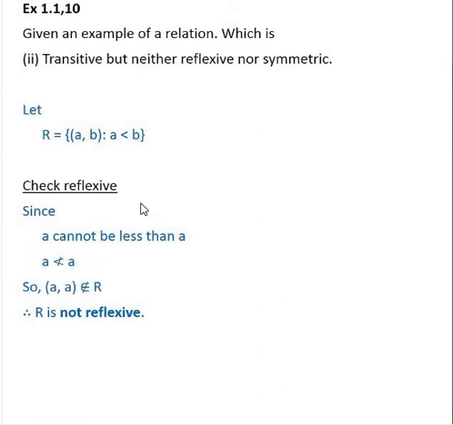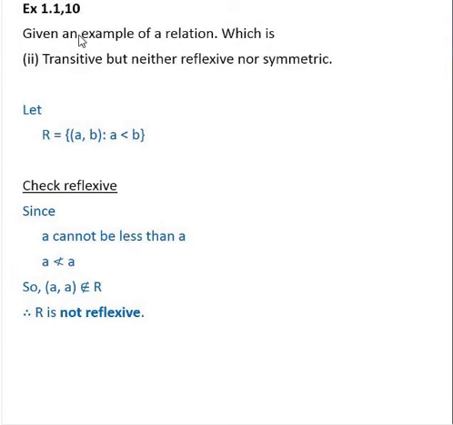Now let us see the symmetry. If we say that 2 is less than 3, we know that 3 is not less than 2. So if a is less than b, then b cannot be less than a. Then b will be greater than a, and therefore the relation is not symmetric.